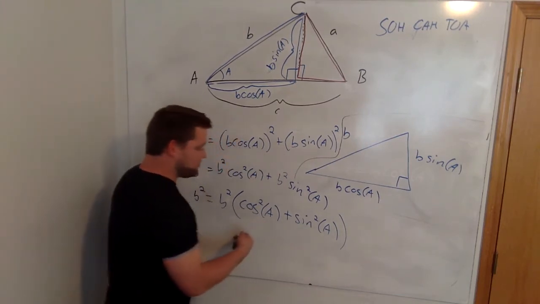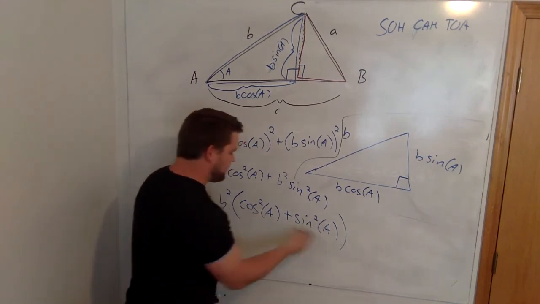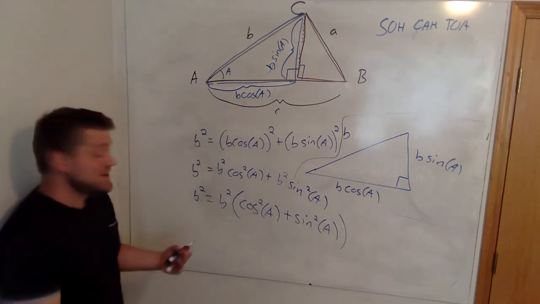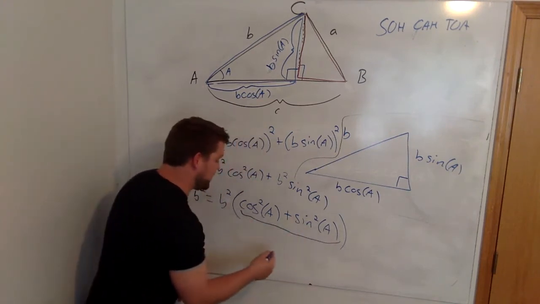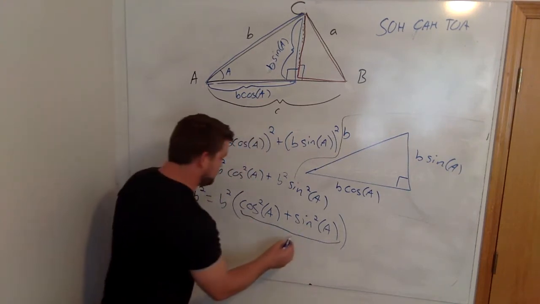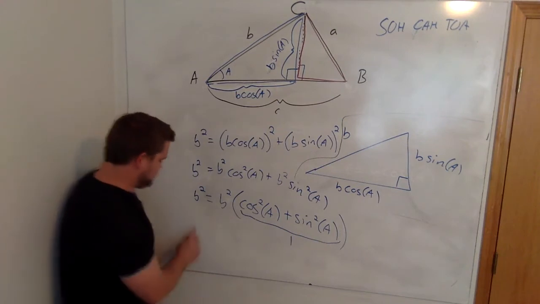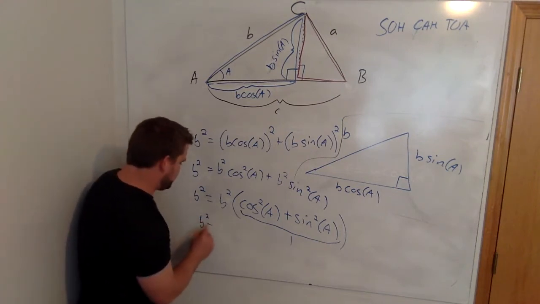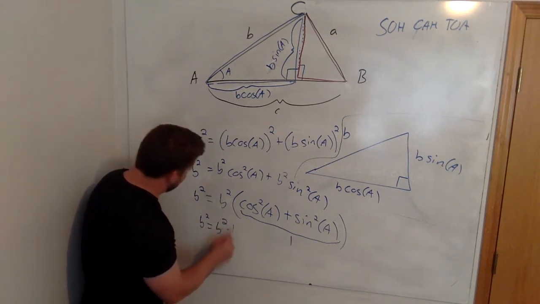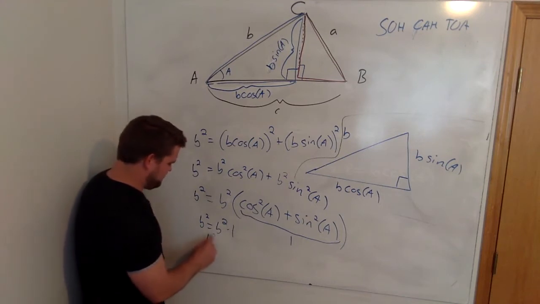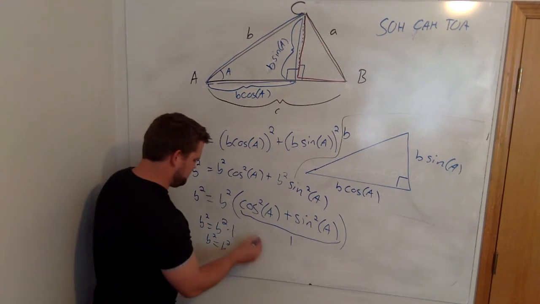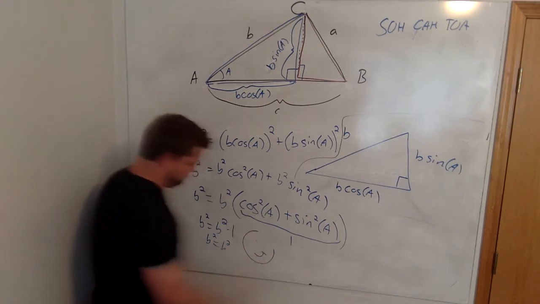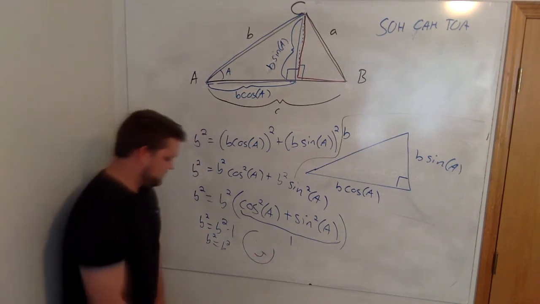And now you might be thinking, sine squared plus cosine squared, or cosine squared plus sine squared, this is just one. This is like the most famous trig identity, that sine squared plus cosine squared is 1. So this tells us that B squared equals B squared times 1, or just that B squared is equal to B squared.